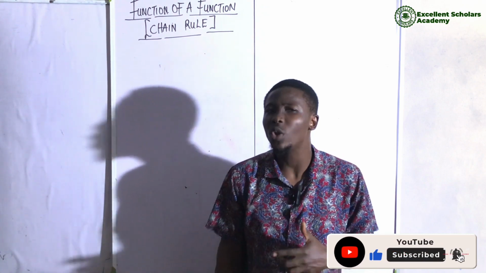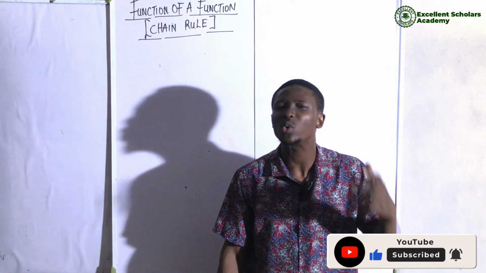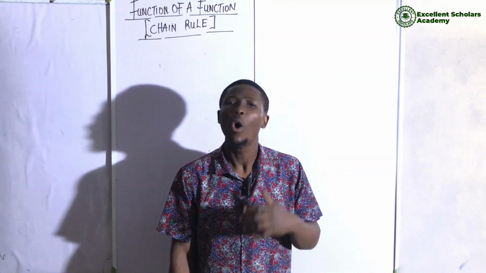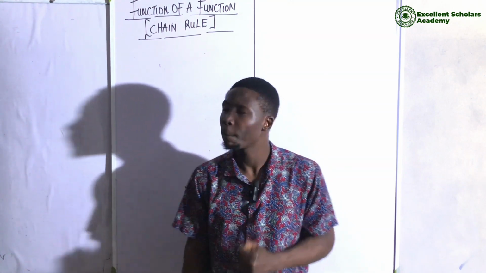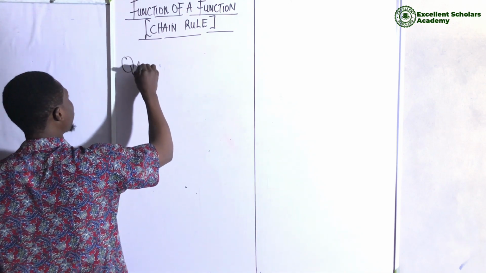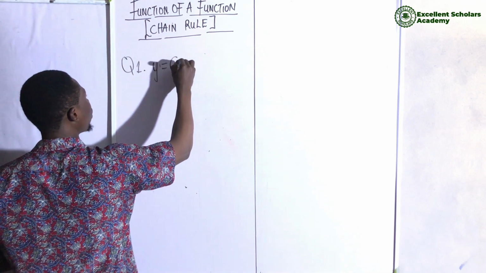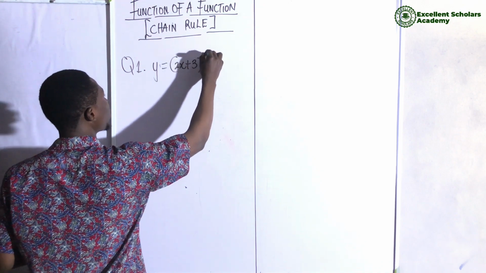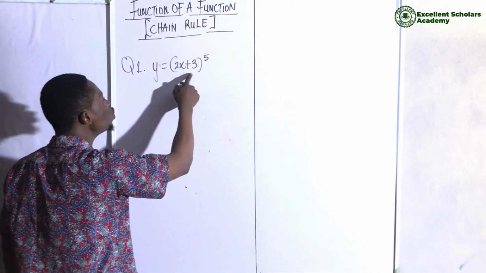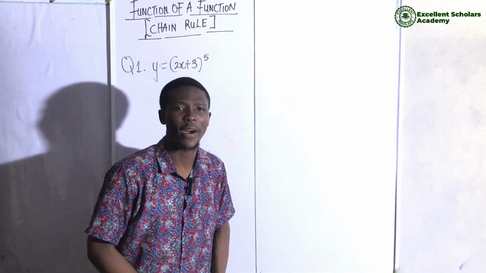Now, I'll be solving some questions with you so that you can understand how to use function of a function to find the derivative of any function. This is the first question we're going to solve. y equals (2x plus 3) to the power of 5.